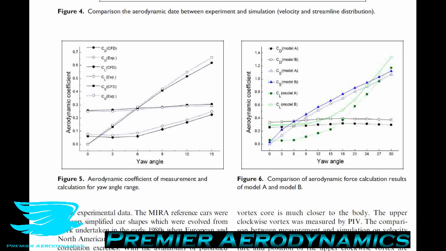And that is generally the case. Above 60 to 70 kilometers per hour, the drag starts to become much more important. In fact, it becomes the dominant resistive force. But lift and side forces also become quite important.